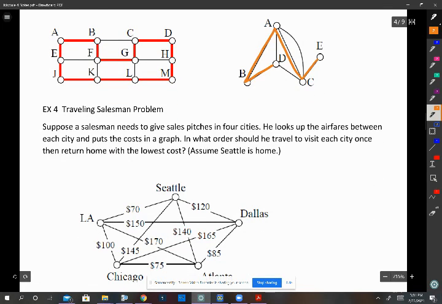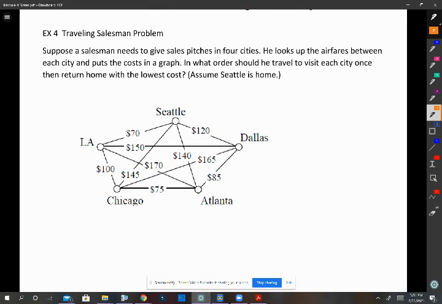I'll see if we have enough battery to finish this last problem. It says, suppose a salesman needs to give sales pitches in 4 cities. He looks up the airfares between each city and puts the cost in a graph. So this is my graph, or my mapping. It says, in what order should he travel to visit each city once and then return home with the lowest cost? So he's starting at Seattle.